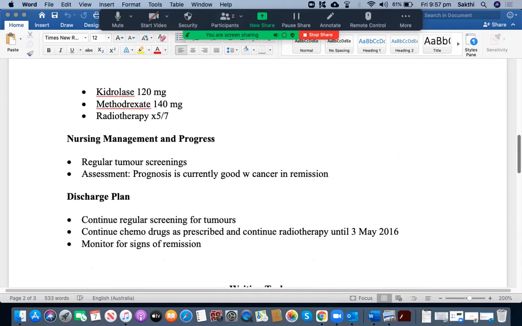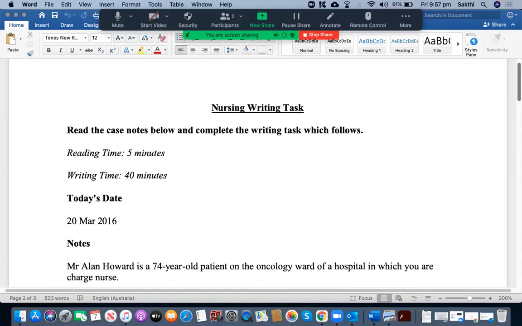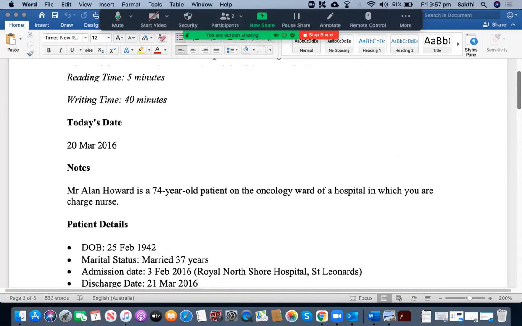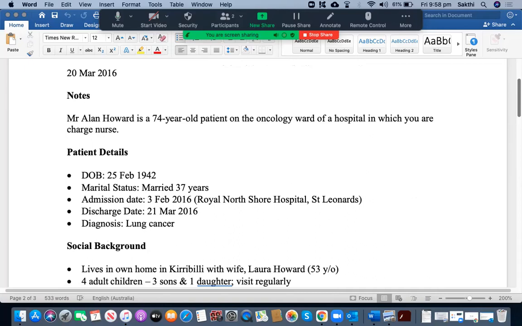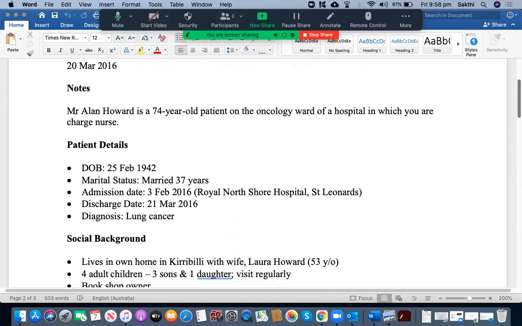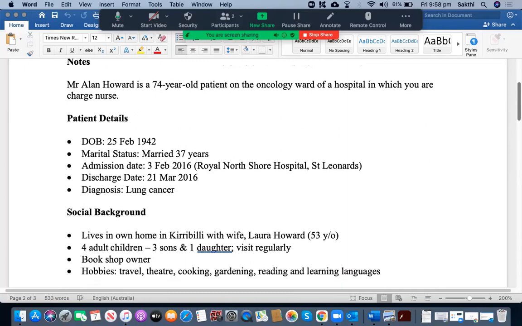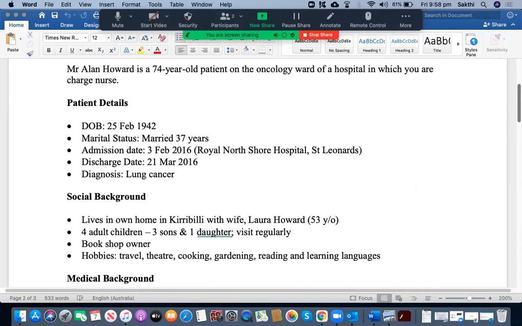Regular tumor screening assessment, prognosis is currently okay. Let's read from the top. Reading time is 5 minutes. Today's date is 20 March. Mr. Alan Howard is a 74-year-old patient on the oncology ward of a hospital in which you are a charge nurse. Patient details, date of birth 25 February 1942.